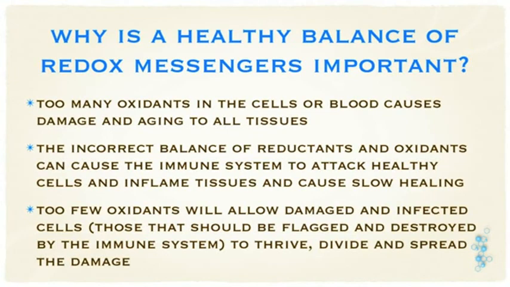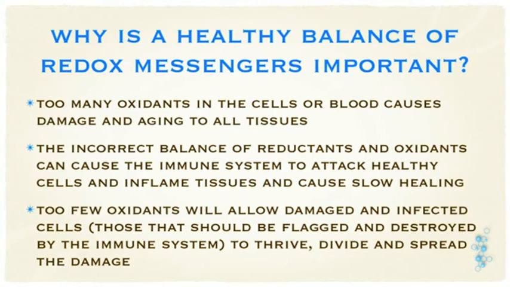So, why is a healthy balance of redox messengers important? Too many oxidants in the cells or blood causes damage and aging to all tissues. This would be someone who might be burning a lot of fuel with exercise and created a lot of oxidative stress, and if this isn't corrected and recovery allowed, it would lead to an environment where there's a lot of rust and a lot of breakdown.